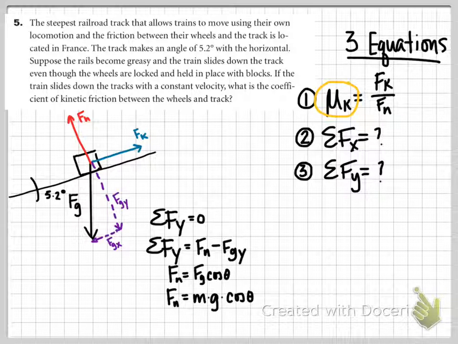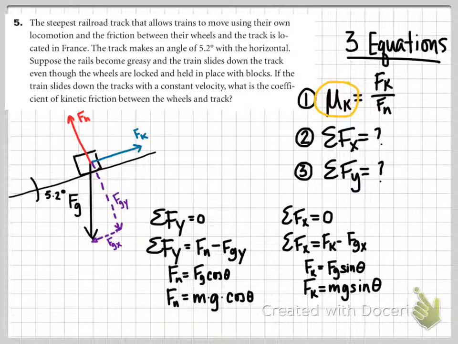On the x-axis, our sum of forces is also 0, because the object is moving down the slope with constant velocity. So that gets us sum of forces equals Fk minus Fgx. Fk equals Fg sine theta. So Fk actually is equal to mg sine theta.